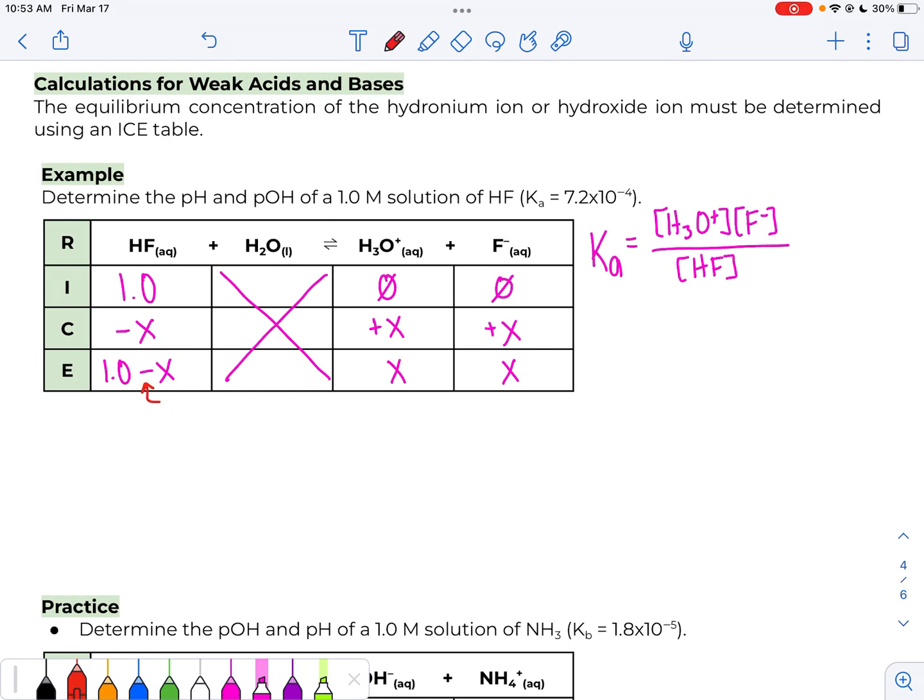All right, here's our best friend again. We have something that's a little complicated to do some algebra with, and we do not want to do complicated algebra. So what we're going to do is we're going to assume X is small.